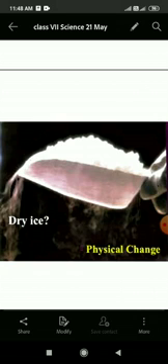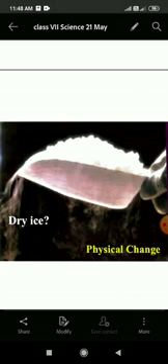And the reverse is also the same. That means when dry ice is heated, it directly converts into the gaseous state without passing through the liquid state. Here dry ice has been taken, and if we keep it at atmospheric temperature, we will observe that it is directly converting into gas. That is, it is disappearing slowly because it is converting into carbon dioxide gas without passing through the liquid state.